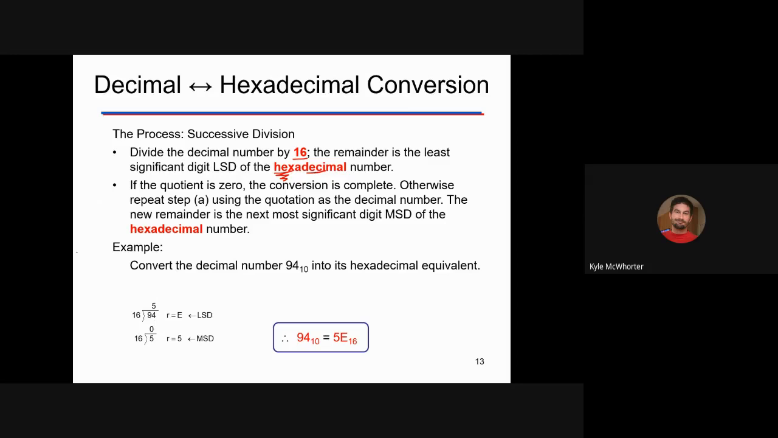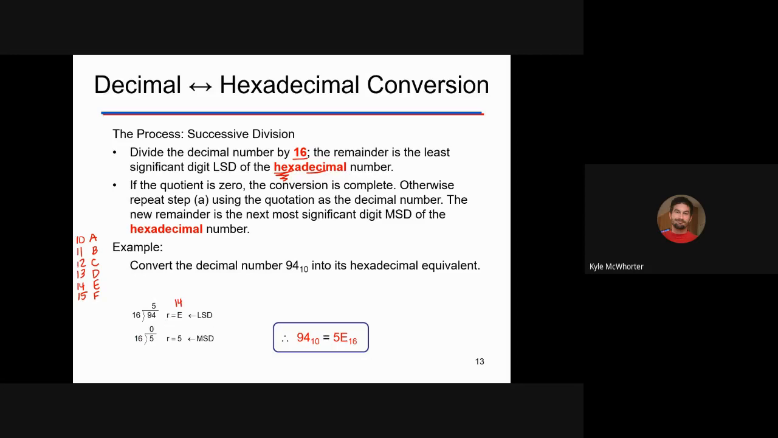Just remember it starts at 10, right? 10, 11, 12, 13, 14, 15. 10 is A, 11 is B, 12 is C, 13 is D, 14 is E, and 15 is F. So we have a remainder of 14 right here. So that means our first digit's going to be the E.